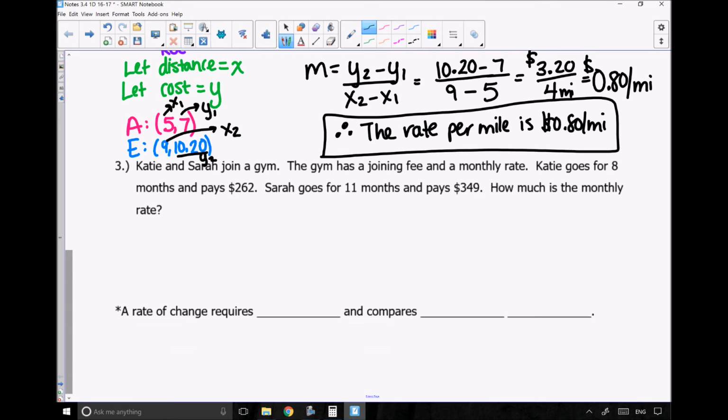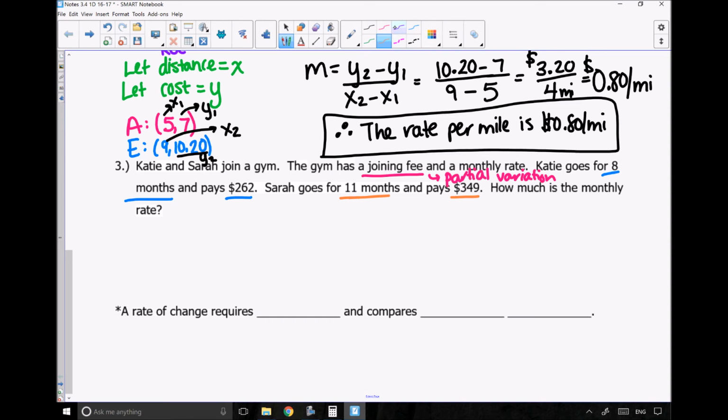Okay, so let's look at question number 3. We've got one more to go, and then we'll fill in the blanks, and then we'll be done from there. So Katie and Sarah join a gym. The gym has a joining fee, therefore we have partial variation because we have an initial fee and a monthly rate. Katie goes for 8 months and pays $262. Sarah goes for 11 months and she pays $349. How much is the monthly rate?